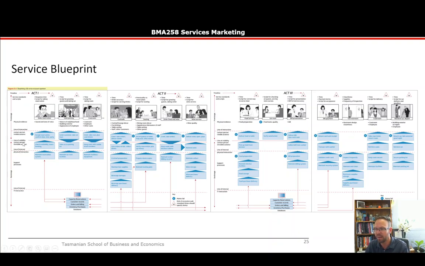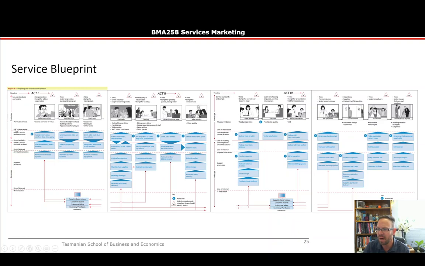Anything behind this line, here we've got all our systems and processes. The customer can't see that. This is all the stuff that's happening in the background. We've talked about that a little bit before, front stage and backstage. It's that concept applied to blueprinting, the service blueprint.